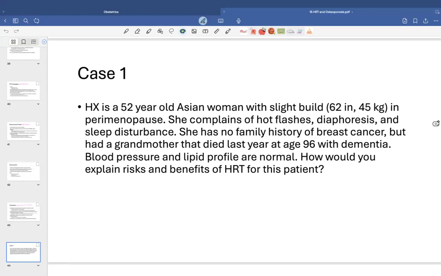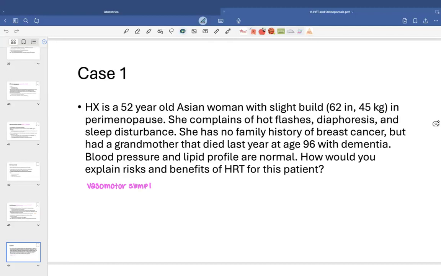So what is her primary problem right now? She has vasomotor symptoms, right? She has the hot flashes, the diaphoresis, the sleep disturbance. Will hormone replacement therapy help for that? Yeah, absolutely. It will give her benefits in terms of managing those vasomotor symptoms. What I didn't indicate in this case, but we can assume, is that she has an intact uterus. So, what does that tell you about potential risks and benefits for hormone replacement?